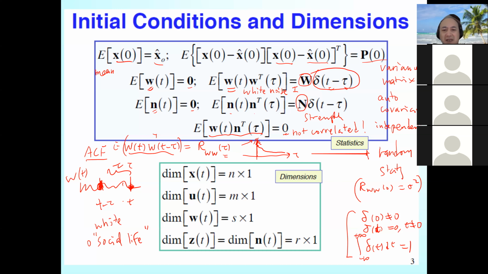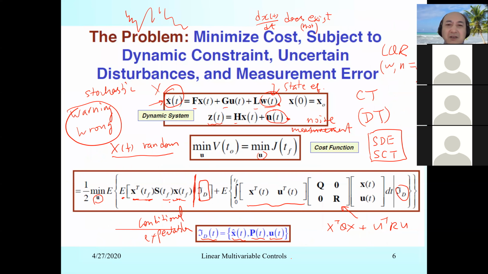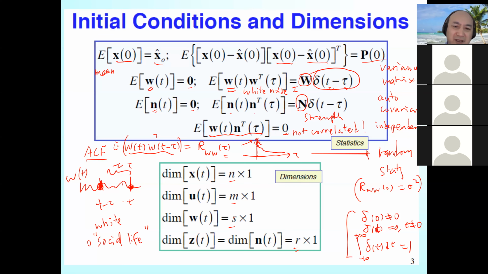So with that, we check the state and control dimension. W is my noise, and Z is R. So we go back a slide. This is n by 1. W is different; W is S. So it's different.